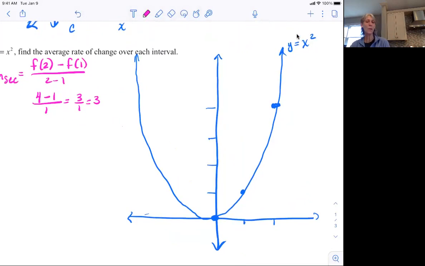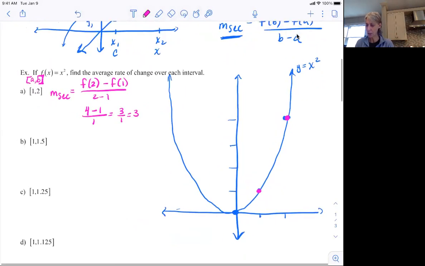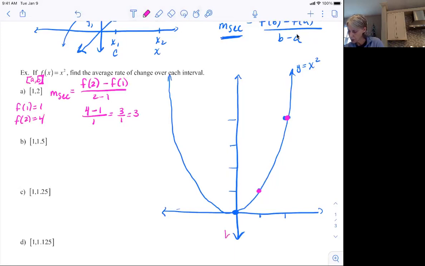So going back over to our picture, we just found the slope between the points 1, 1 and 2, 4, right? Because when I plug in 1, I get 1. When I plug in 2, I get 4. So those are my points. The slope of this secant line is 3.